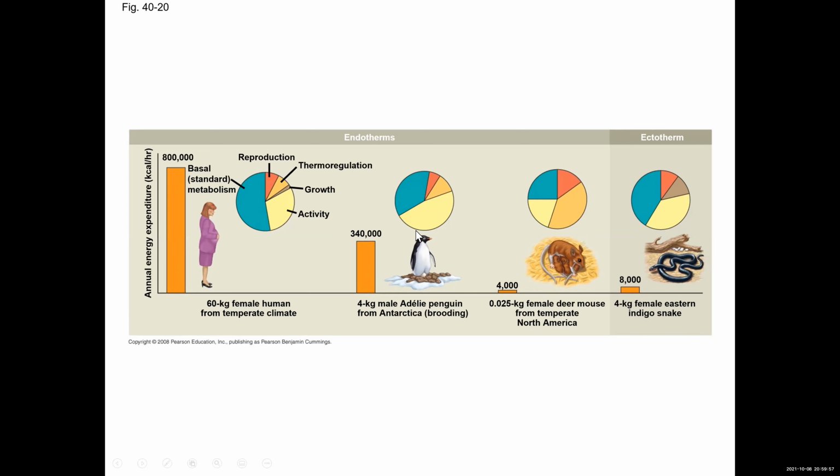All right, so if we compare within endotherms, we've got a 60-kilo female human, 800,000 kcals compared to the penguin. And then when we look at the mouse, only 4,000, right? The mouse is only 0.025 kilos. All right, so the mouse is smaller than the snake. It's so much smaller though, that even though it's an endotherm, it's still taking in fewer calories, right?